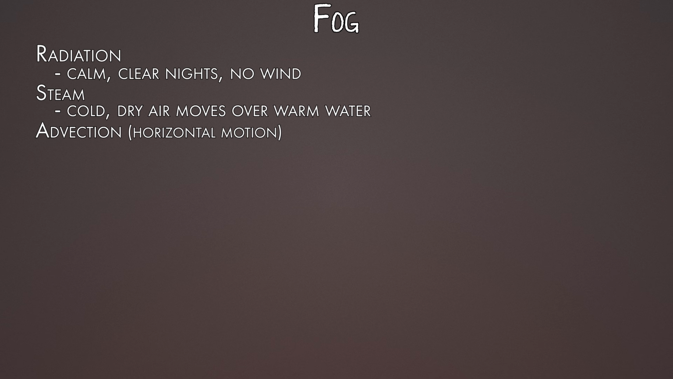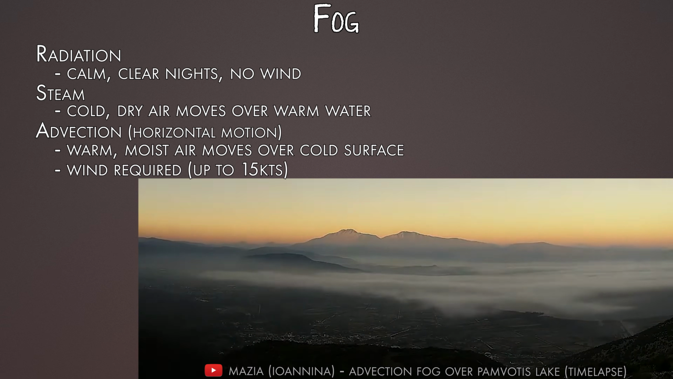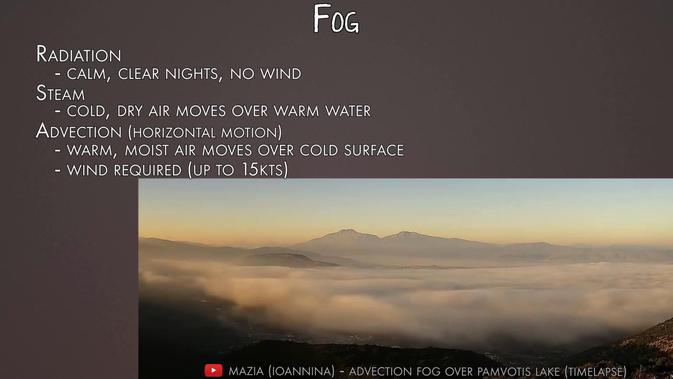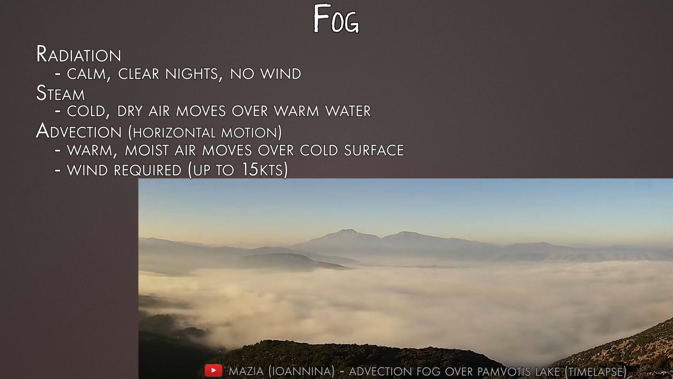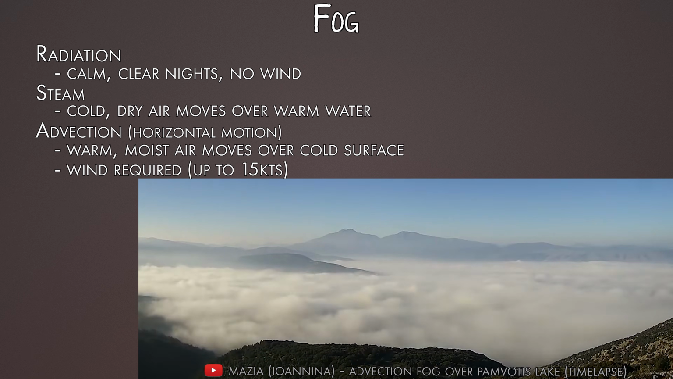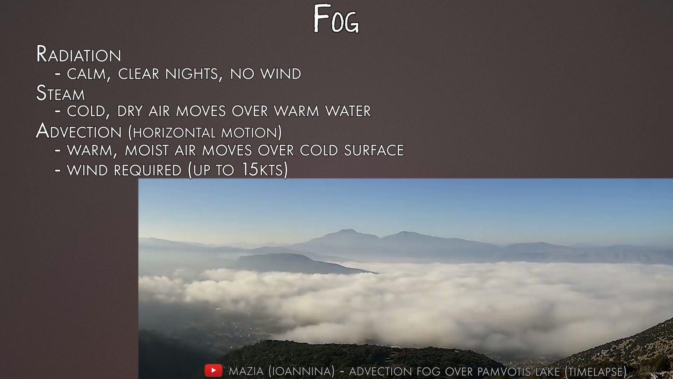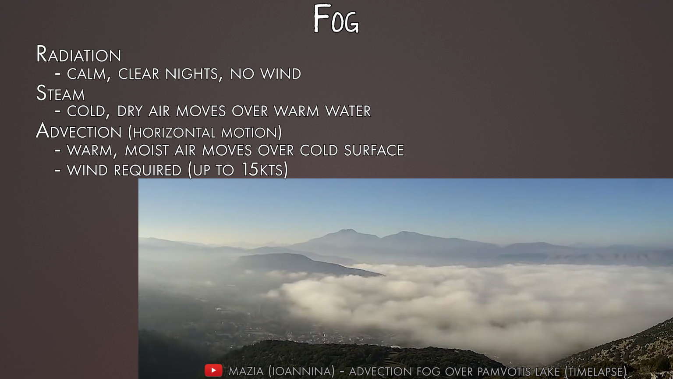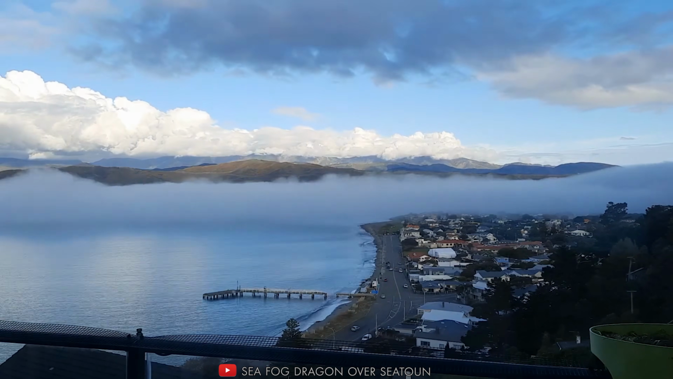Advection fog happens when a layer of warm, moist air moves over a cold surface. Advection means horizontal motion, and wind up to about 15 knots allows the fog to form and intensify. This is very common in coastal areas like the California coast, where a sea breeze blows moist air over the land. And with higher wind speeds, the fog lifts into low stratus clouds. If the fog stays over water, we call that sea fog.